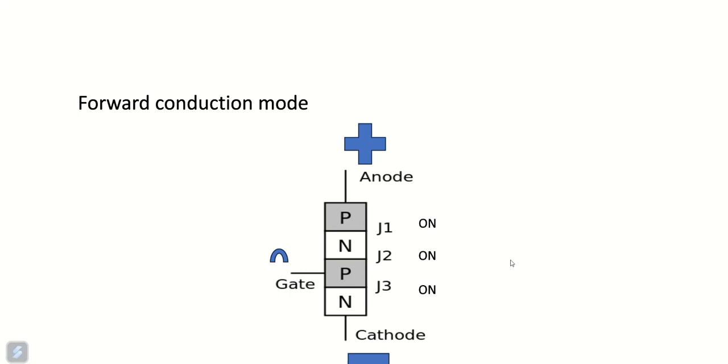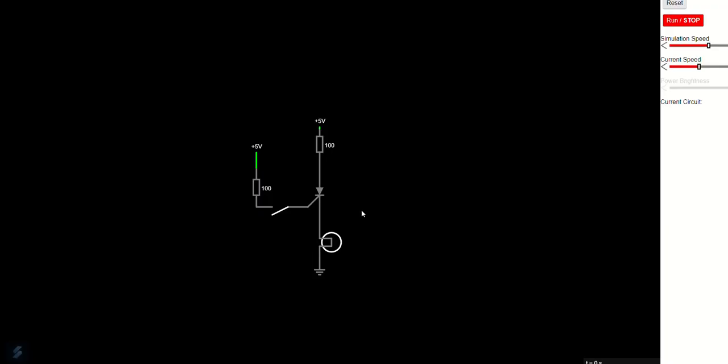Now we will try to simulate this condition. So here 5 volts is applied to the SCR. This is the 100 ohm resistance connected over here, and a lamp is connected as a load. And this is the circuit for applying the gate pulse, and the gate pulse is applied through this switch. So now let us try to simulate it. We will run this circuit.